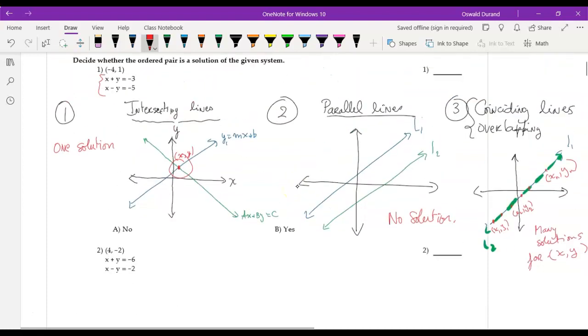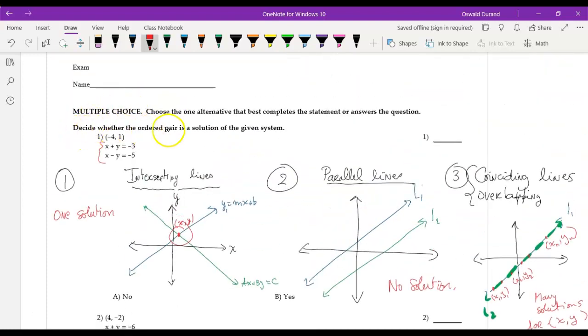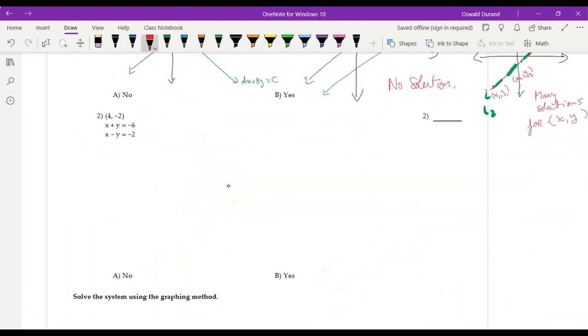Now let's look at the next set of problems where you have to decide whether the ordered pair, which is the XY coordinate, the intersecting point, is a solution of the given system. In this case, I want to know if the ordered pair 4, -2 will satisfy this system of equations. All I have to do is plug them in and see if it's going to be equal to -6 and also -2, so you have to satisfy both. Let's start with the first one. You have 4 for X, and -2 for Y. So this is X, this is Y.